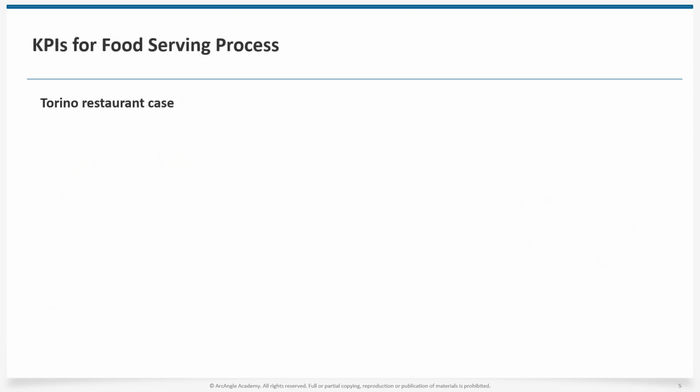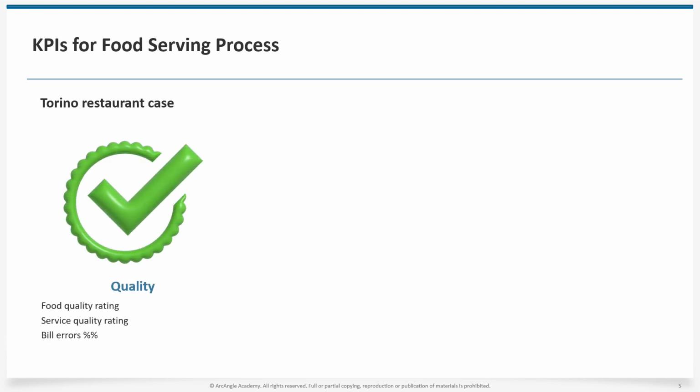In the Torino restaurant case, we have identified several KPIs that are relevant to measuring the performance of the food serving process. Let's delve into the details of them. Quality KPIs. 1. Food quality rating. This KPI evaluates the quality of the food served at the Torino restaurant, based on customer ratings or feedback. It reflects the overall satisfaction with the taste, presentation, and freshness of the meals.